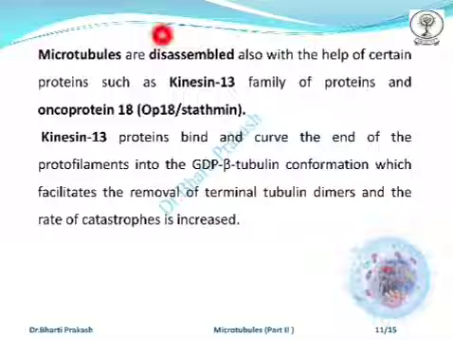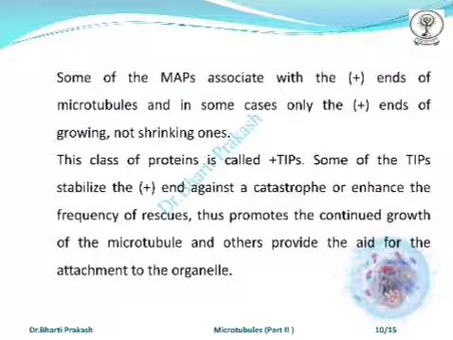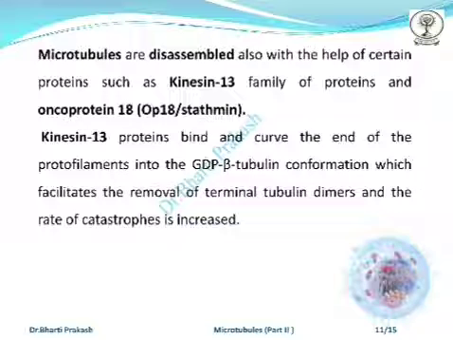The microtubules are also disassembled with the help of certain proteins known as the kinesin 13 family proteins and oncoprotein 18. Kinesin 13 proteins bind and curve the end of the protofilaments into a GDP-beta tubulin conformation, which facilitates the removal of the terminal tubulin dimers, and the rate of catastrophe is increased.